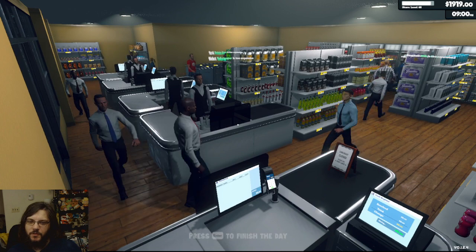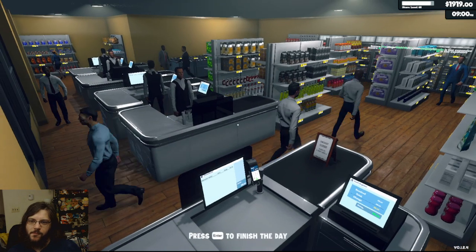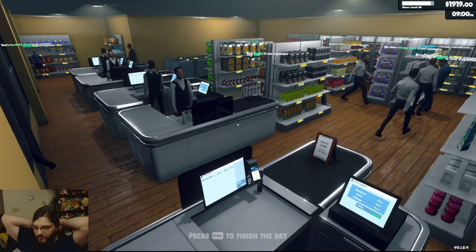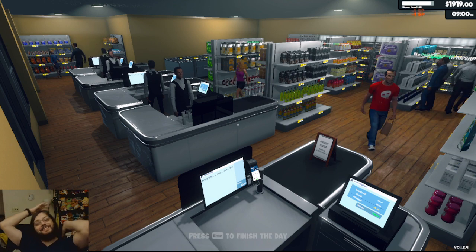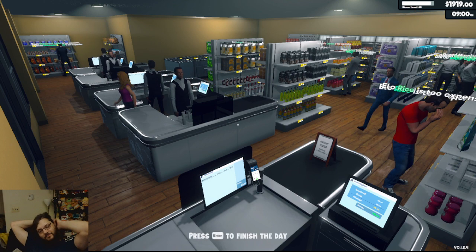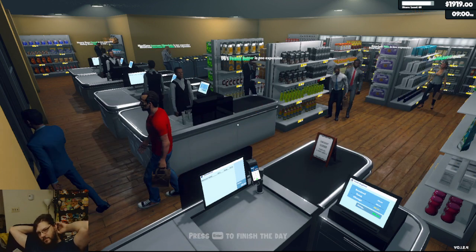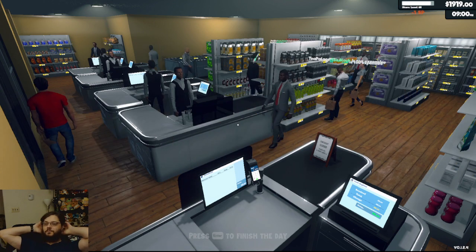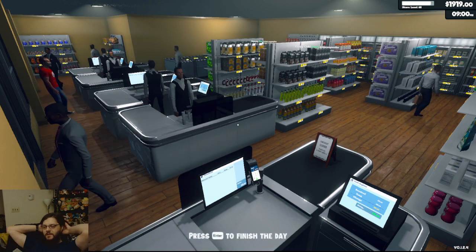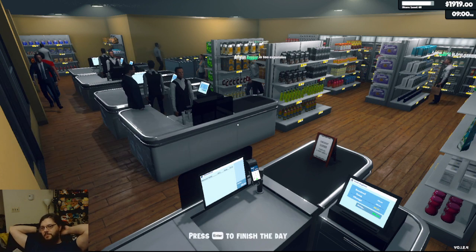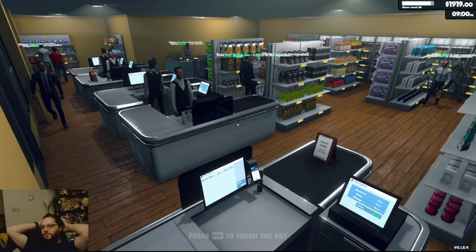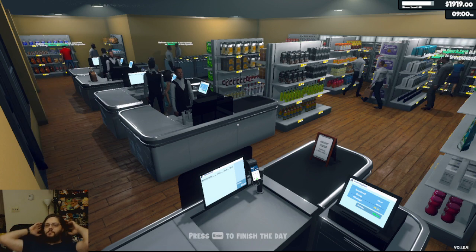Can you see what you're looking for? Surprisingly, yes. I don't want to buy any of it. Apparently in the future, people are going to shoplift and stuff. There you are!